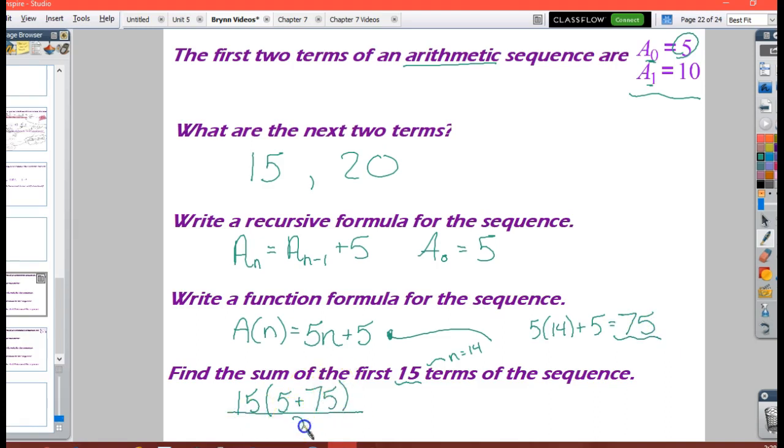Add those together, and then we divide by 2, because remember the process in a previous video or what you learned in class? You added them up forward and then backward. That was double the amount you needed, so you divide by 2. Solving this math right here gives me 600. And that would be the sum of your first 15 terms.